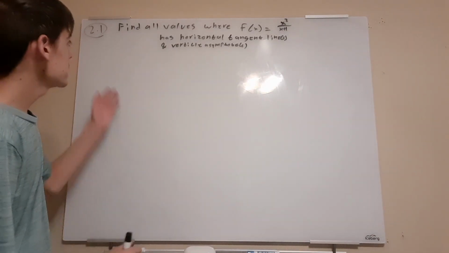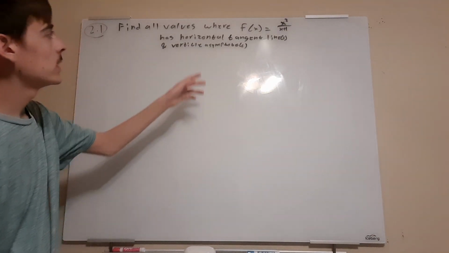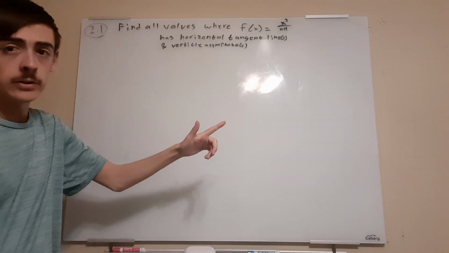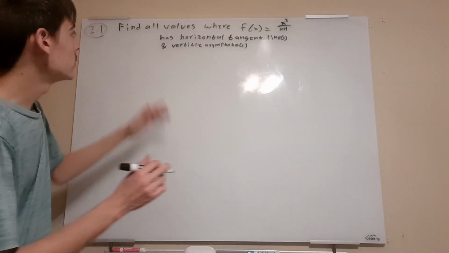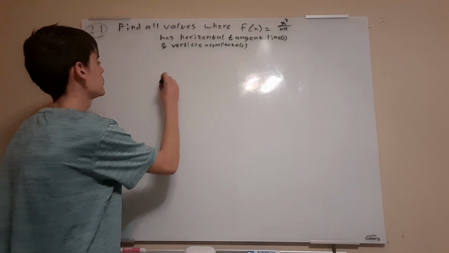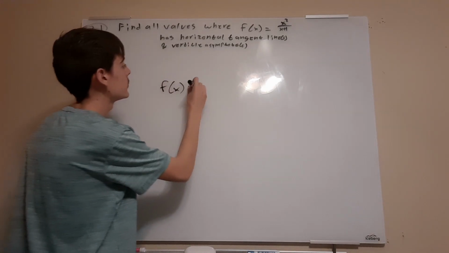Okay, so this question is asking us to find all the values in this function where there are going to be horizontal tangent lines and where there are going to be vertical asymptotes. For this, we're going to need to use our derivative. So let's just find the derivative first, and then I'll explain how to find the rest of the information.